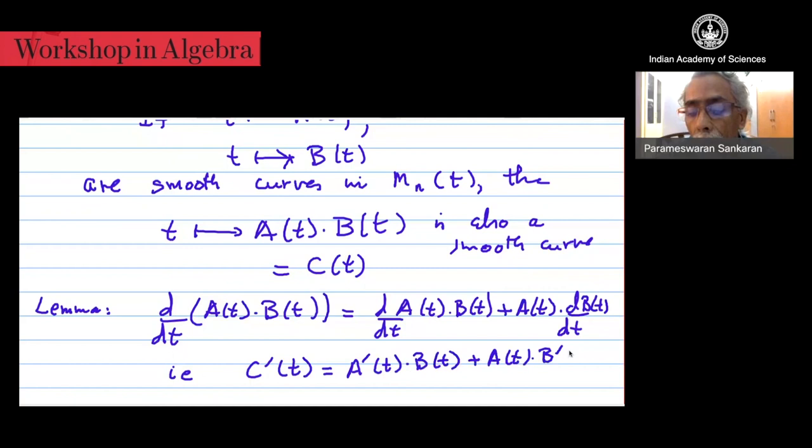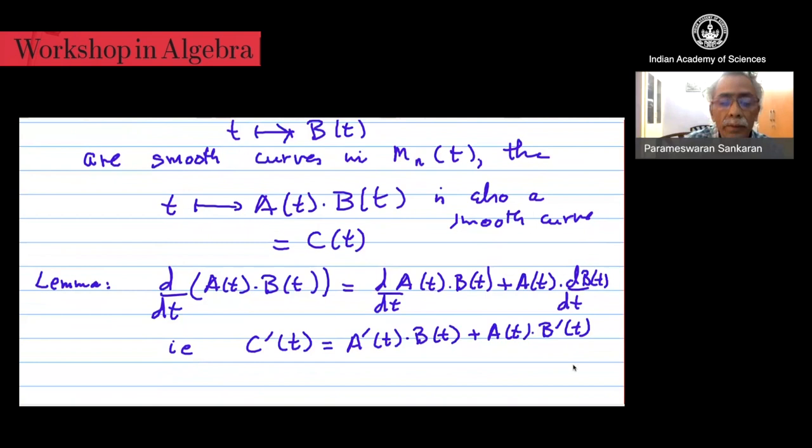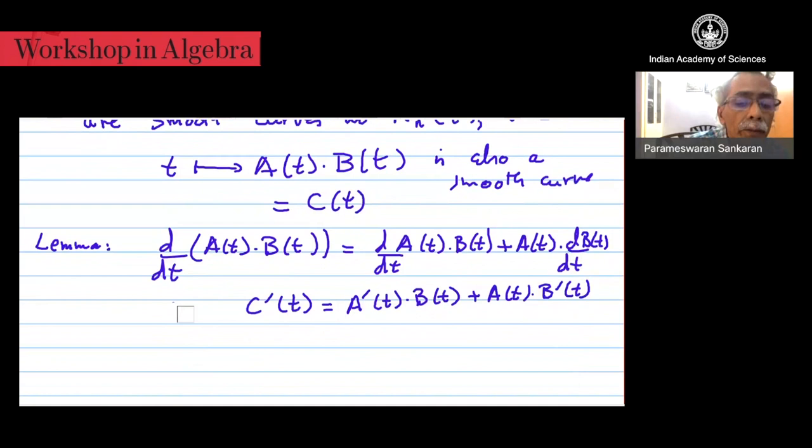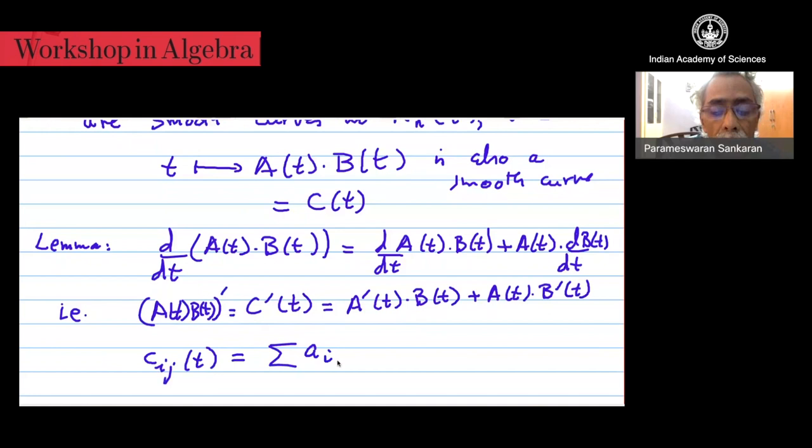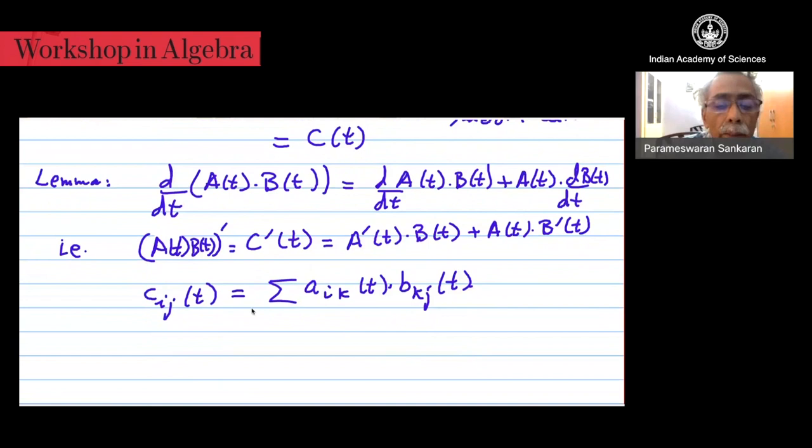Yeah, so that's a very extremely useful fact. I will just give a short proof of this. I will write here (a(t)b(t))' is equal to this. So okay, you just write the ijth entry of c(t). The ijth entry of c(t) is, by matrix multiplication, the sum of a_ik(t) b_kj(t), right? So this summation is over k, k equals 1 to n.